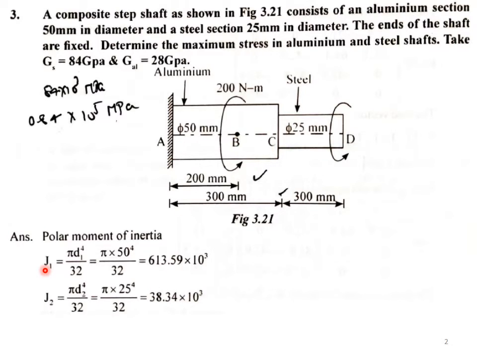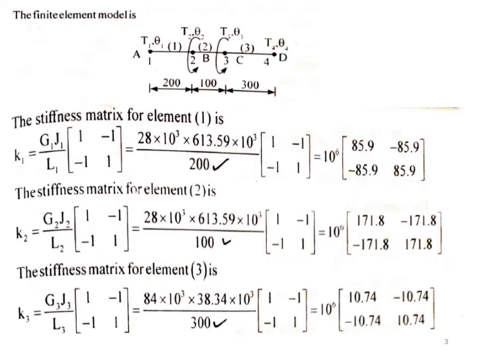Before writing the FEM model, we'll calculate the polar moment of inertia J. Since there are two different materials and two different cross sections, there will be two polar moments of inertia, J1 and J2. J1 is equal to pi d1 to the power of 4 by 32, that is pi into 50 to the power of 4 by 32, which is 613.5 into 10 to the power of 3. J2 is equal to pi d2 to the power of 4 by 32, that is pi into 25 to the power of 4 by 32, which is 38.34 into 10 to the power of 3.